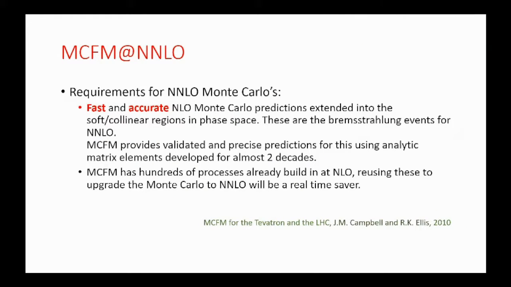Now you might think, why do I need all this? Well, if you want to do next-to-next-to-leading order, the first requirement is you need very fast and accurate next-to-leading order, because next-to-leading order is part of the full next-to-next-to-leading order, but you have to evaluate many more events than you normally do for a next-to-leading order calculation to do the phase-space integrations. So now that we have sped up next-to-leading order, we can look at next-to-next-to-leading order. MCFM already has hundreds of processes built in at next-to-leading order, and we can reuse these to upgrade the Monte Carlo to next-to-next-to-leading order.